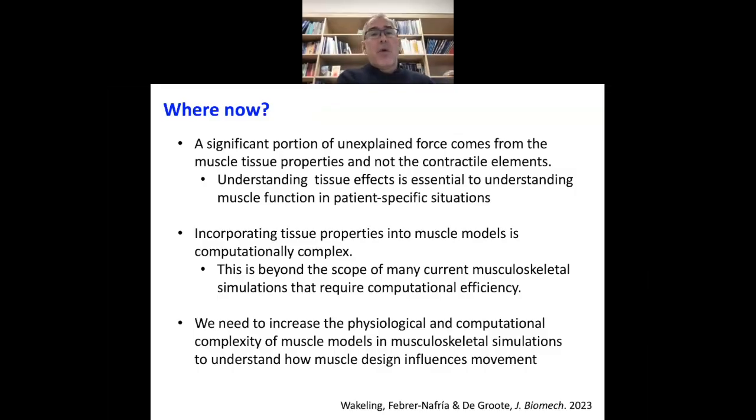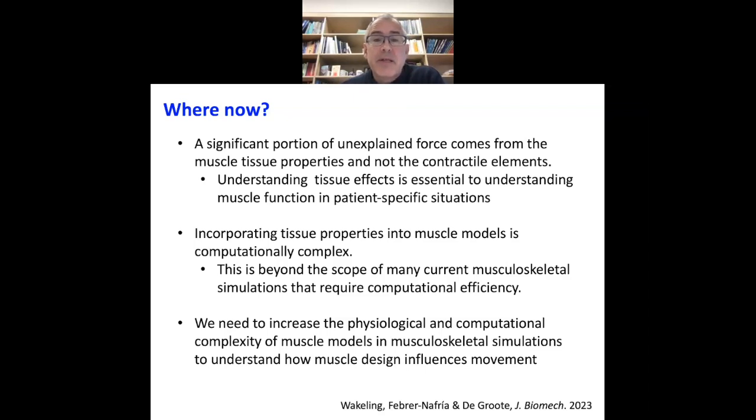Then, where now? Trying to wrap up all three parts of this talk, we can summarize this by saying a significant proportion of unexplained force within the muscle models comes from the muscle tissue properties and not from the contractile elements. So understanding the tissue effects is going to be essential to understanding muscle function in patient-specific situations. We know that these tissue properties are important. If we continue to use muscle models without tissue properties, then we have little chance of understanding muscle function in health and disease.